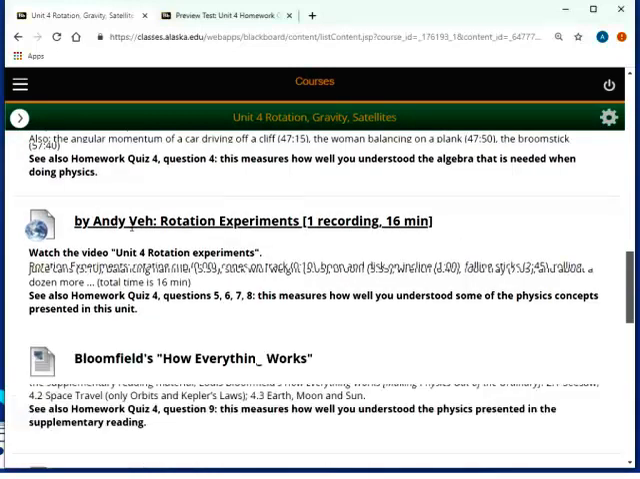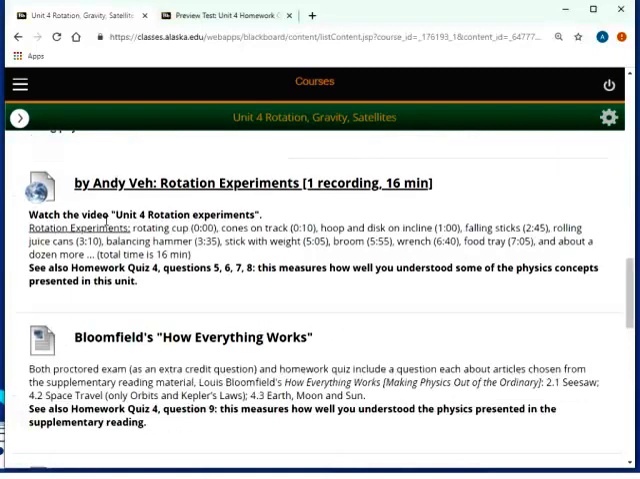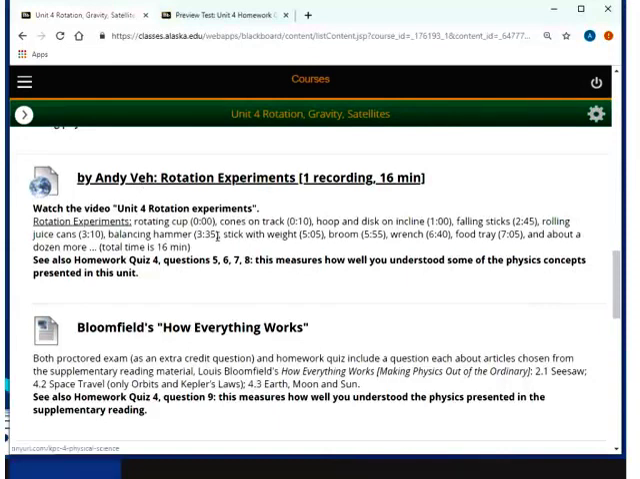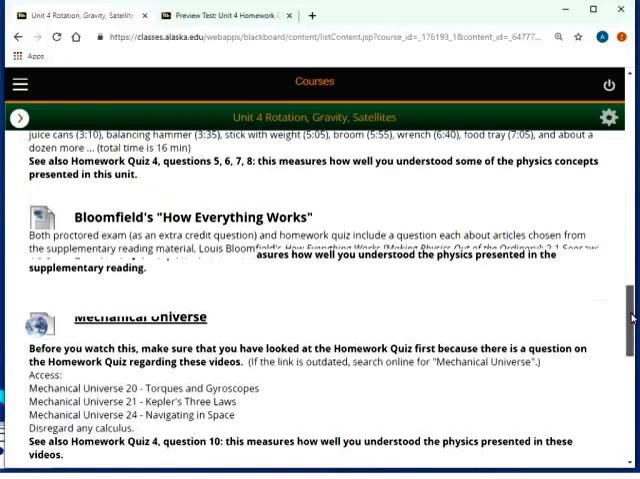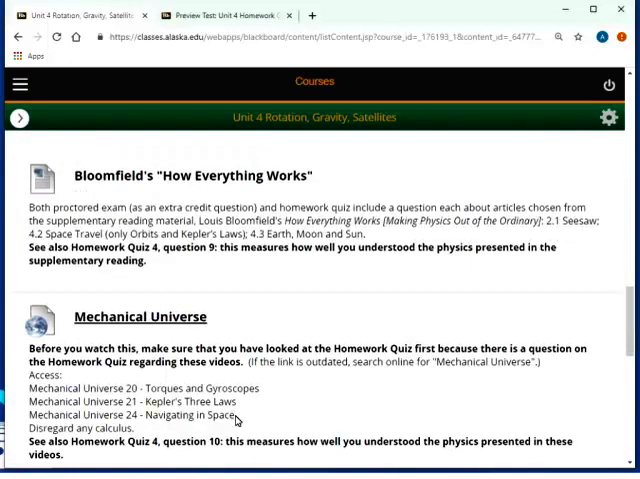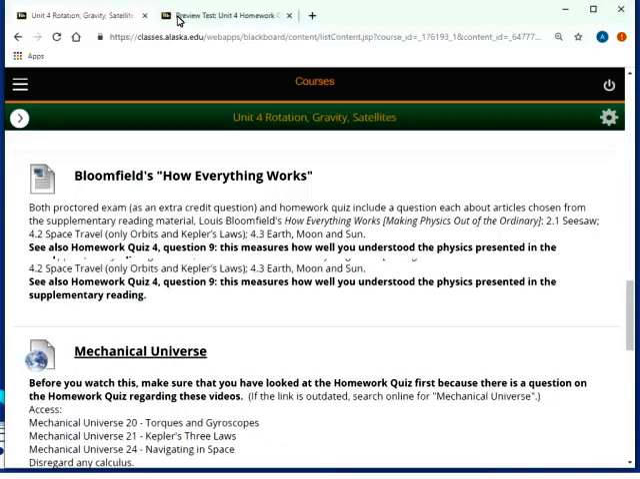These are new, actually, the rotation experiments. So I made several recordings, and I think it's just one long recording, but the homework problems are quite extensive, 5, 6, 7, and 8. So I will get into that in detail when we look at the homework. And then, of course, there's the typical how everything works that you have to read through, and the typical Mechanical Universe videos, in which this time around you have to watch actually 3 of them, as I said, since there are 3 chapters. Okay, let's go ahead and look at the homework.